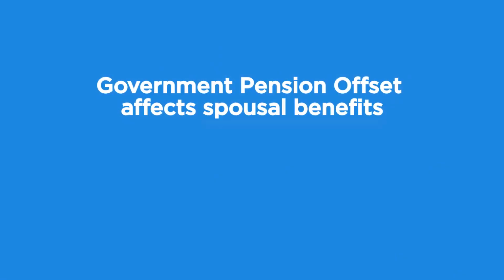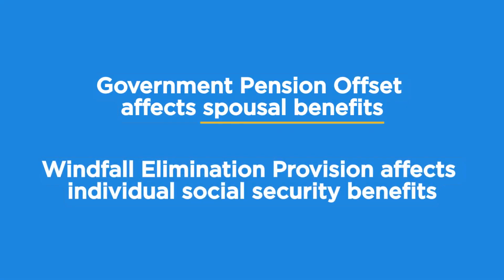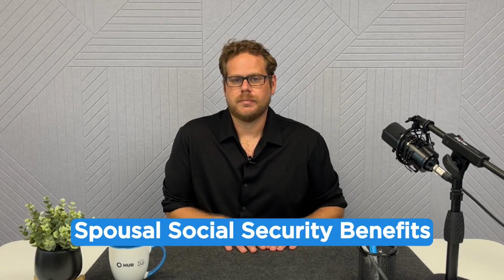However, as you can imagine, for many educators, these provisions come as a surprise when it's time to collect their Social Security. Now, as I mentioned earlier, there are two provisions that affect Social Security, the GPO and the WEP. How are they different? Well, the fundamental difference between the GPO and the WEP is that the government pension offset affects spousal benefits, while the windfall elimination provision affects your individual Social Security benefits. So for today's video, we will be talking specifically about spousal Social Security benefits.